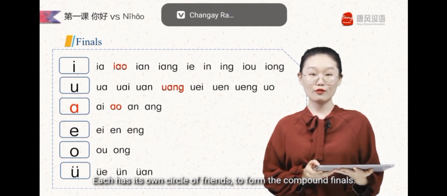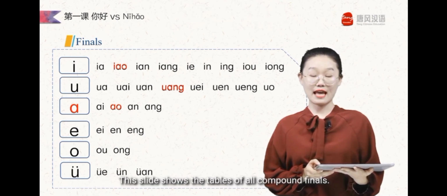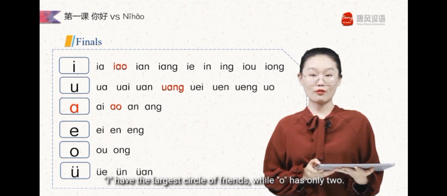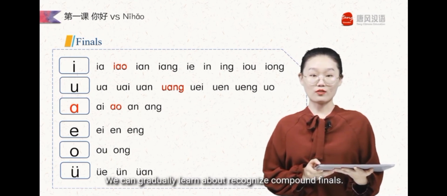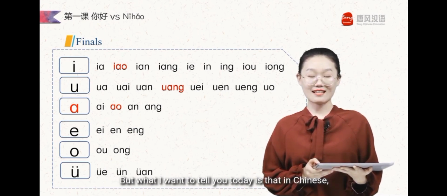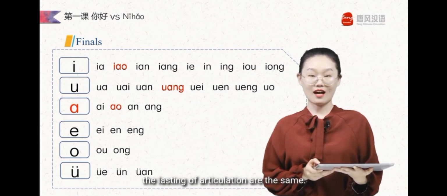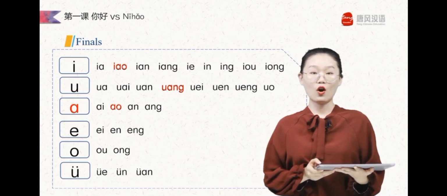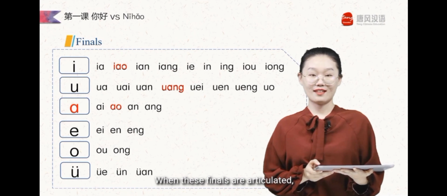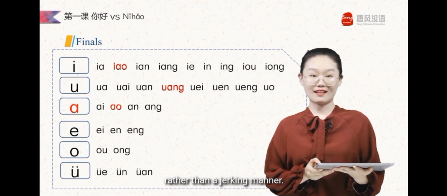Each has its own circle of friends to form the compound finals. This slide shows the table of all the compound finals. E has the largest circle of friends, while O has only 2. We can gradually learn about recognizing compound finals. But what I want to tell you today is that in Chinese, no matter how long the finals look, the lasting of articulation is the same. When these finals are articulated, the tongue position keeps changing in a sliding rather than a jerking manner.